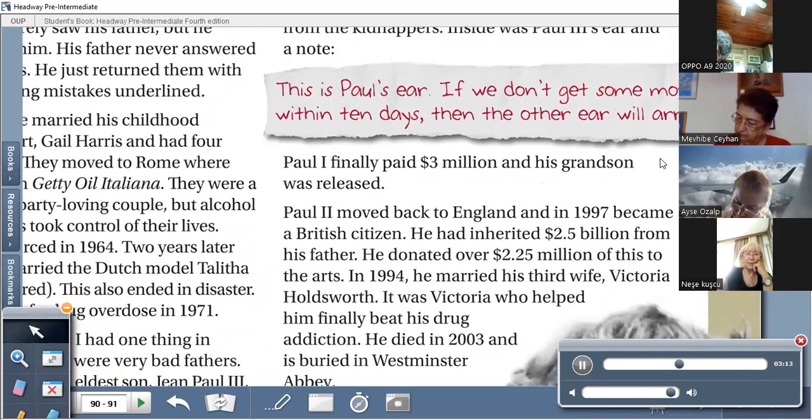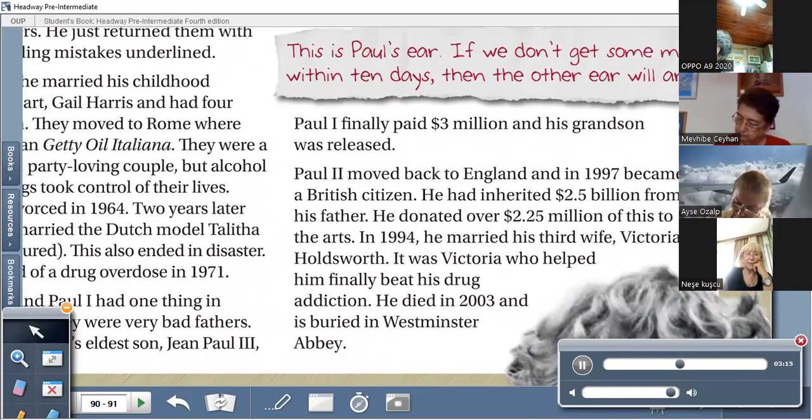Paul I finally paid $3 million, and his grandson was released. Paul II moved back to England, and in 1997 became a British citizen. He had inherited $2.5 billion from his father. He donated over $2.25 million of this to the arts.